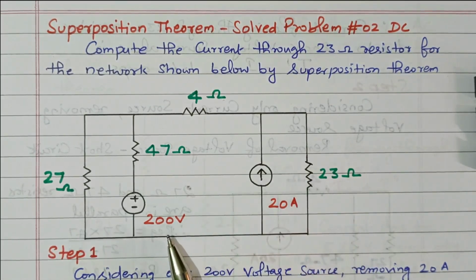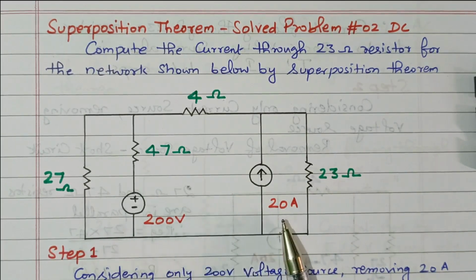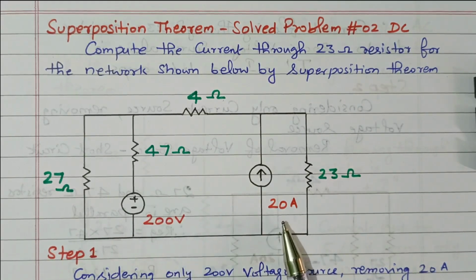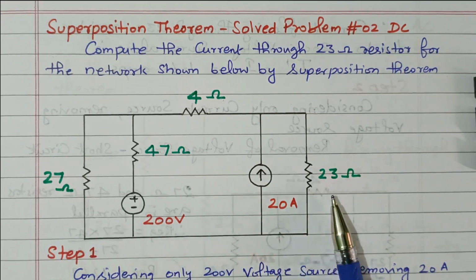There are two sources available. One is a 200 volt voltage source, and another one is a 20 ampere current source. Based on the superposition theorem, first we need to consider only this 200 volt source, by removing the 20 ampere current source. We need to find what is the current flowing through the 23 ohm resistor.